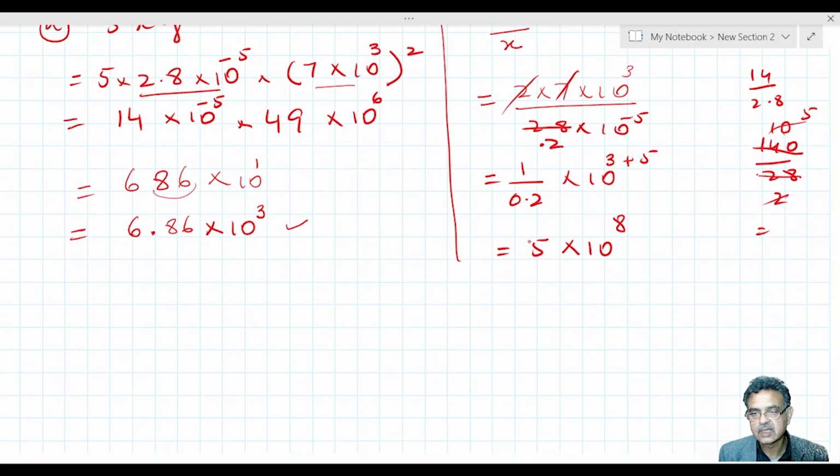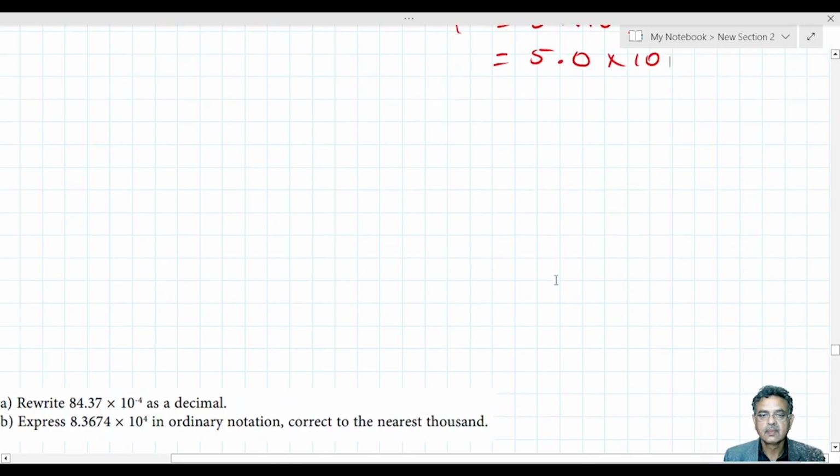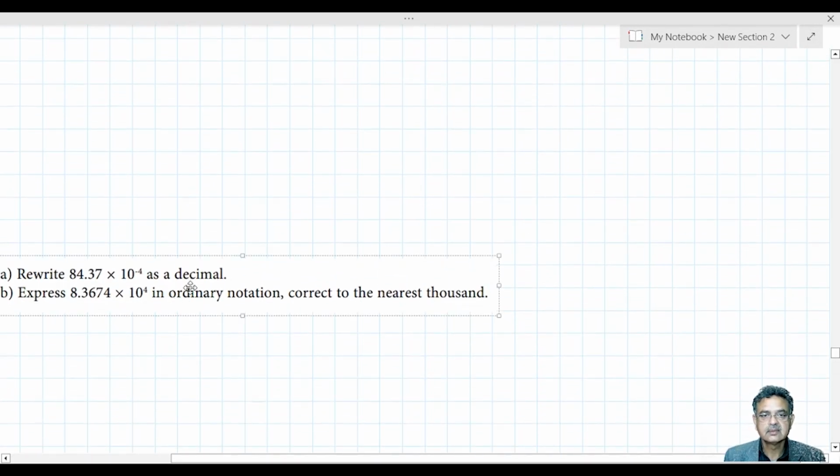But if you have to give the answer in standard form, then it should be written 5.0 into 10 to the power 8. Next question.